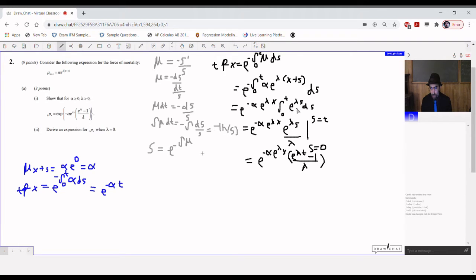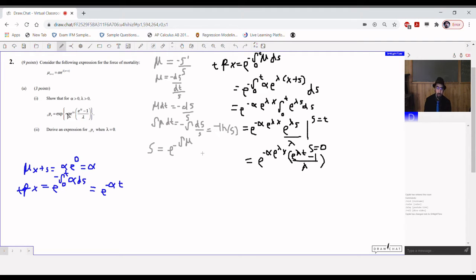Antiderivative of an exponential is just itself divided by whatever constant you need up here. So it's going to be this times e to the lambda s over lambda, evaluated between s equals 0 as the lower bound and s equals t as the upper bound. The upper bound is going to be e to the lambda t. The lower bound is going to be e to the lambda 0, or 1, right? e to the 0 is 1. So for the final answer, we get e to the negative alpha times e to the lambda x times e to the lambda t minus 1 all over lambda. Exactly what they said it was supposed to be.